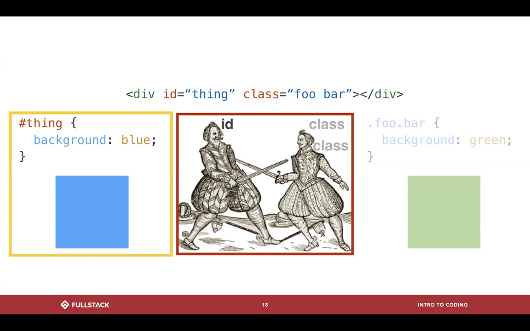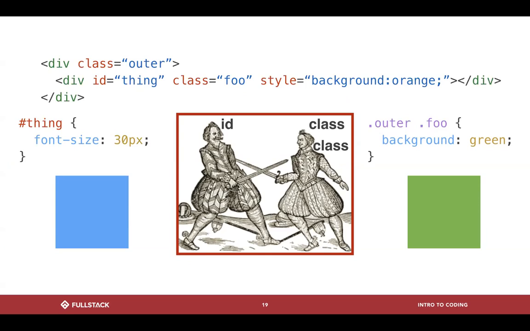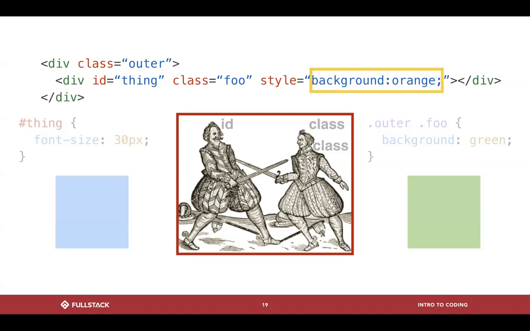So based on the examples that we saw here, the selector that will always win out is an ID. Below that is a class. Classes are second place to IDs, and then HTML tags are third. There's one more I forgot to mention, which is inline style. Inline style beats everything. Inline style is the most specific and takes the most precedence. It will override any rule that you put in your CSS file.